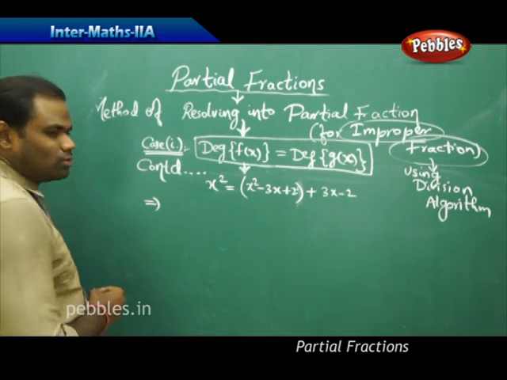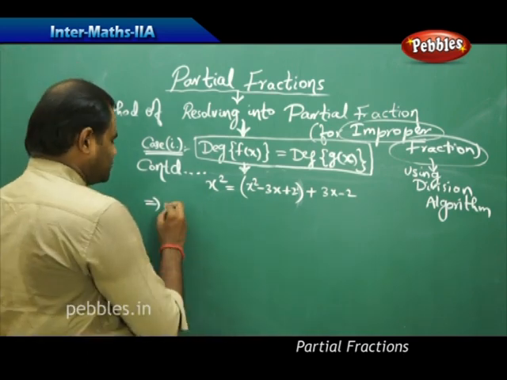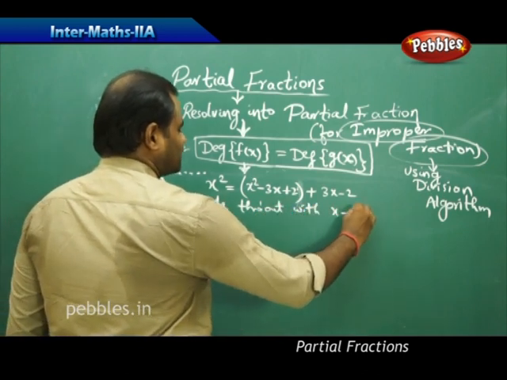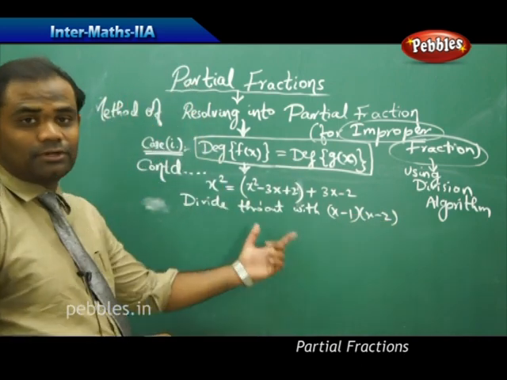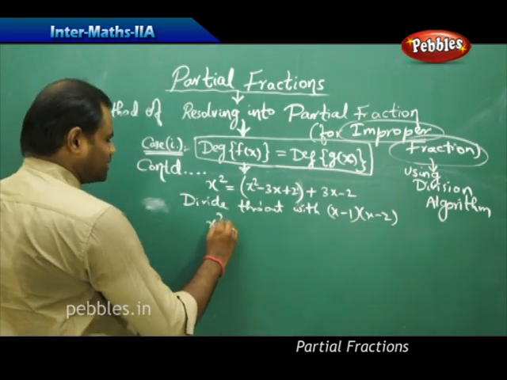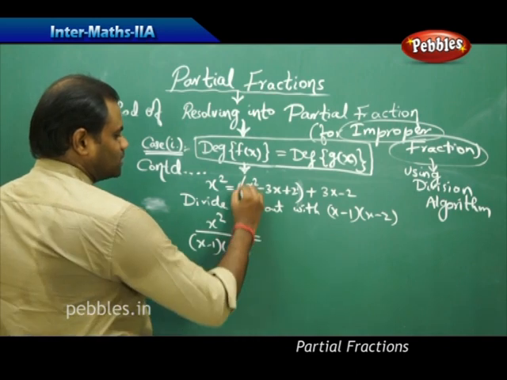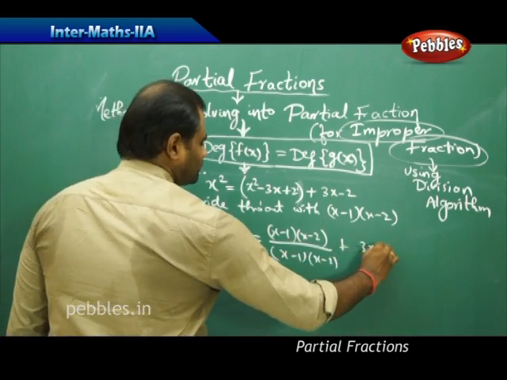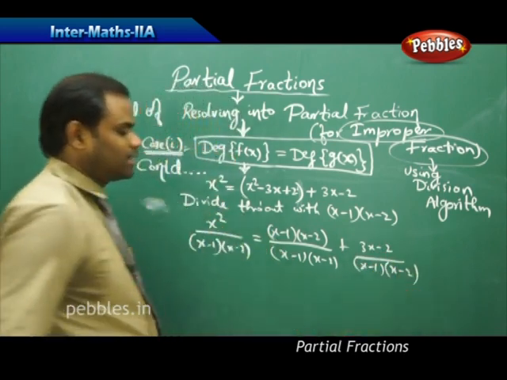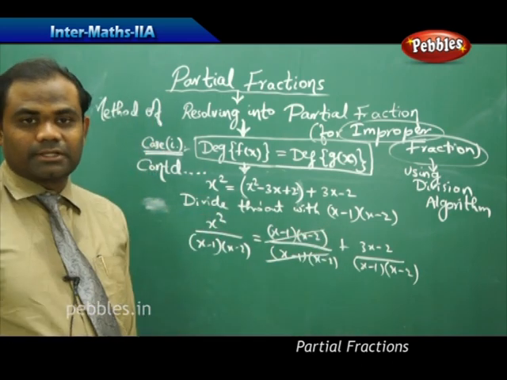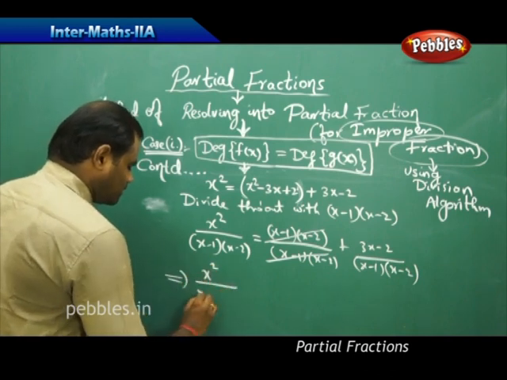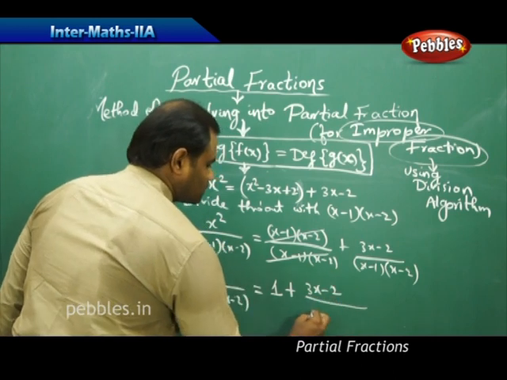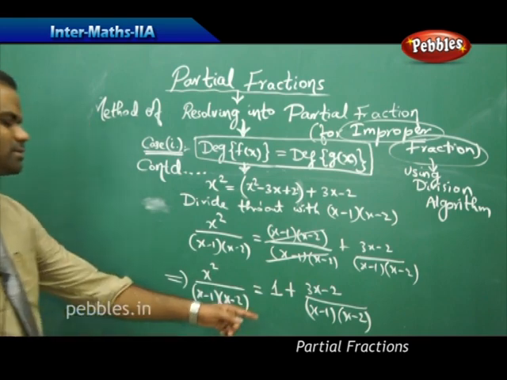Now, in order to obtain the original improper fraction, I can just divide throughout with the denominator, x minus 1 into x minus 2, which is g of x of the given fraction. So if I divide, I get x squared by x minus 1 into x minus 2, which equals x minus 1 into x minus 2 by x minus 1 into x minus 2 plus 3x minus 2 by x minus 1 times x minus 2. So this clearly gives me the terms cancelling, and this can be split as x squared by x minus 1 times x minus 2 is 1 plus 3x minus 2 by x minus 1 times x minus 2.